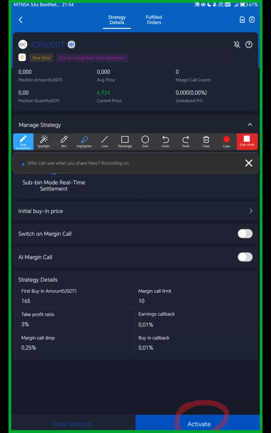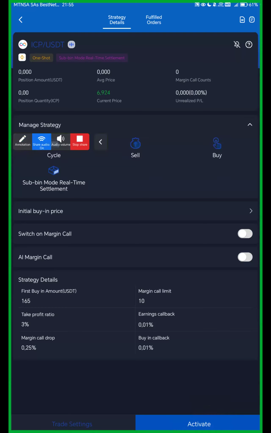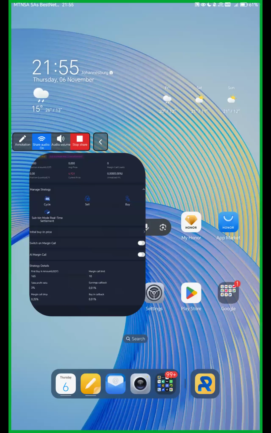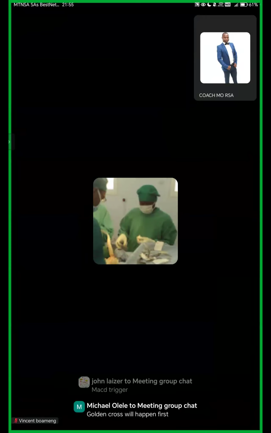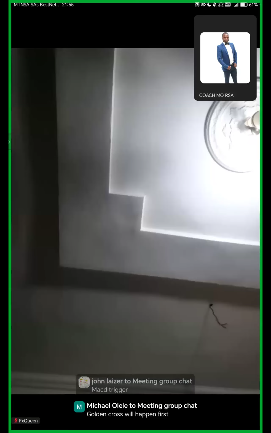I want to see if you have been following. The moment you tap activate, why is it that the robot is not going to enter the market immediately? Give me an answer in the chat. Thank you so much. The condition is MACD. The reason why the robot is not going to buy immediately is because there is a condition of MACD trigger.